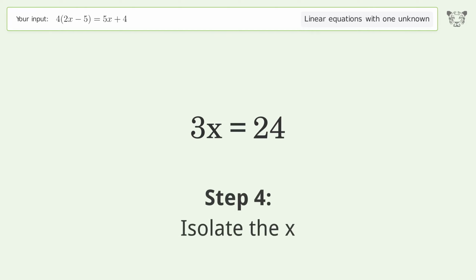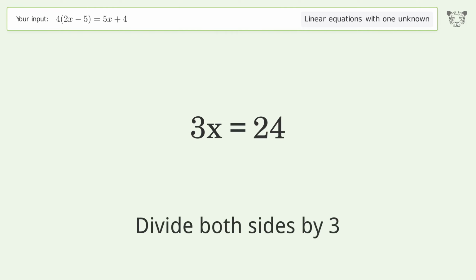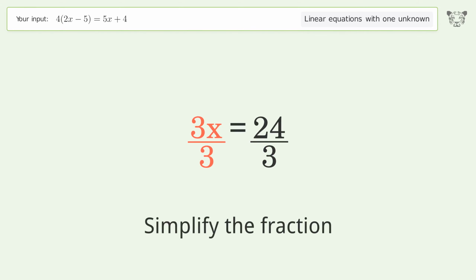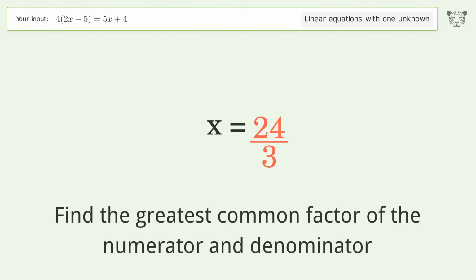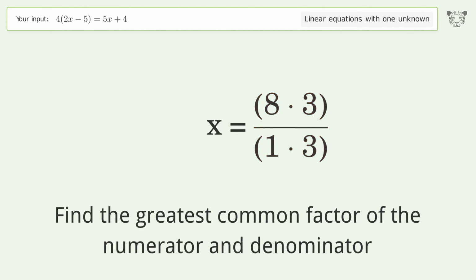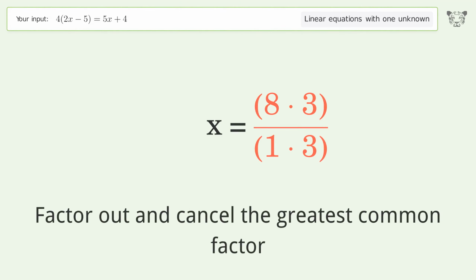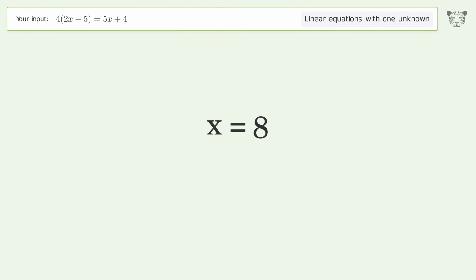Isolate the x. Divide both sides by 3. Simplify the fraction. Find the greatest common factor of the numerator and denominator. Factor out and cancel the greatest common factor. And so the final result is x equals 8.